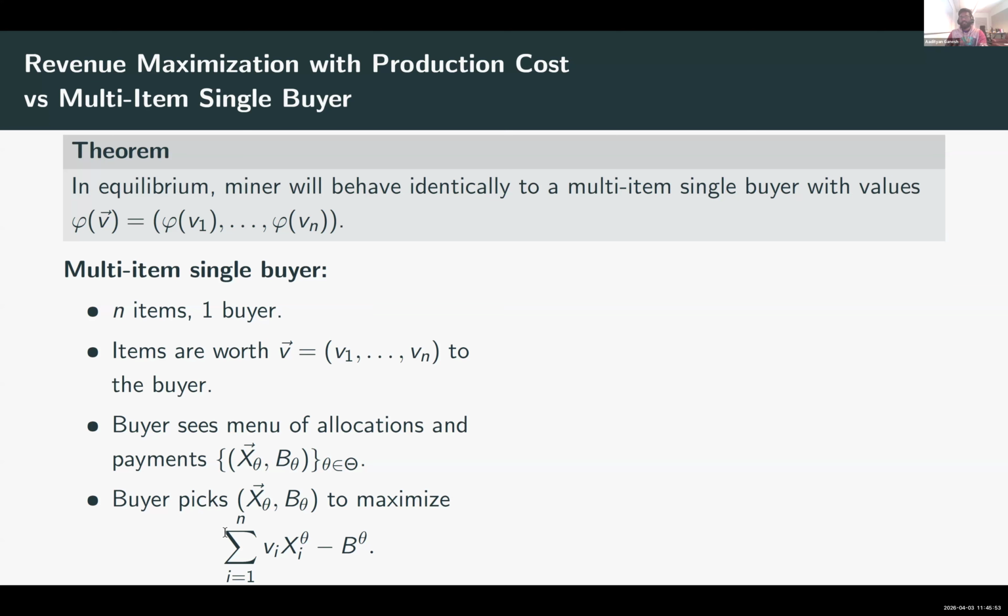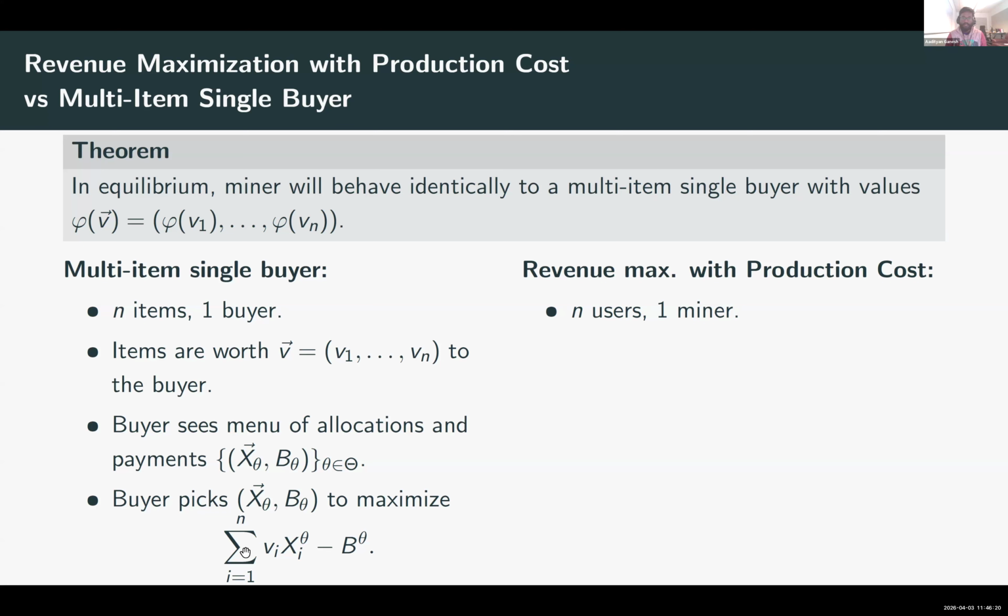So the utility is going to be the value that it gets, which is the sum over all items of the value for the items times the probability with which you're going to get that item, minus the payments that are charged to that buyer. Right. So this is the more traditional multi-item single buyer setting. So we'll reduce the TFM world into this multi-item single buyer setting.